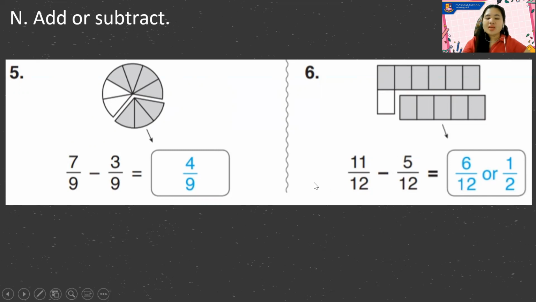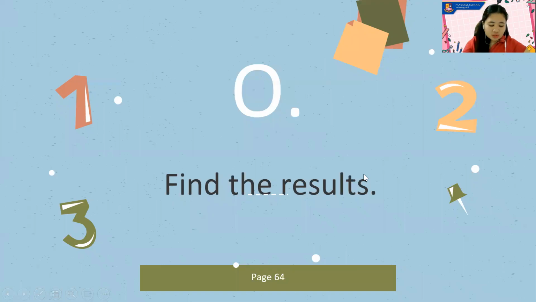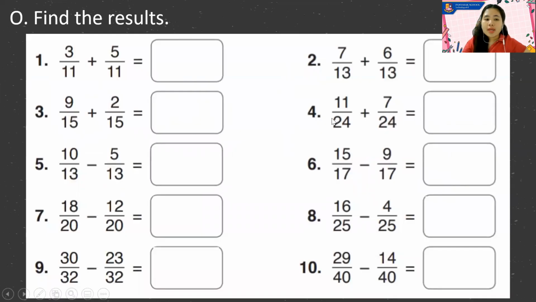Okay, let's proceed to letter O. In letter O, we have to find the result. So either we add or we subtract. Okay, let's proceed. Number 1, 3/11 plus 5/11. Just add 3 plus 5, that is 8/11.